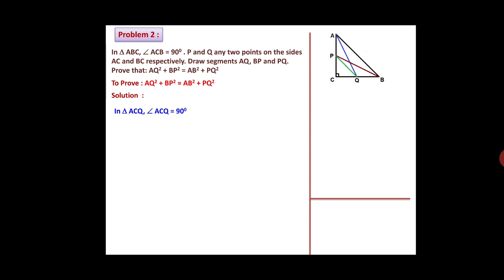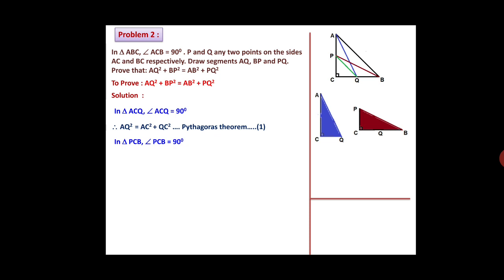Friends, in triangle ACQ, angle C is 90. Therefore by using Pythagoras you can write AQ square is equal to AC square plus QC square. To prove this, it is the first term, so I am considering that one. The second term is BP square. For that I am going to consider triangle PCB. Angle C is 90. Again use the Pythagoras theorem. You would get BP square is equal to PC square plus BC square.